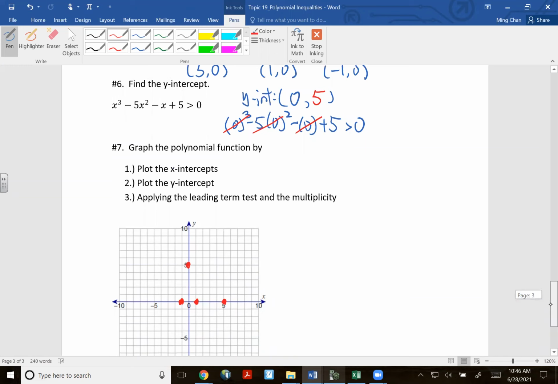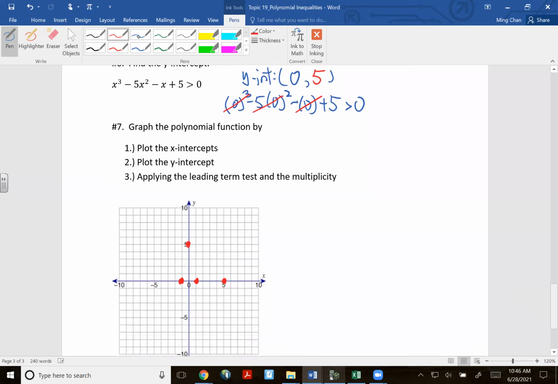So if I look at my function, x to the third power, the degree is odd and the leading coefficient is positive. Right side goes up, left side goes down. So I know I will cross it. From left to right, I must come in from down here, cross over this x-intercept, go to the y-intercept, come back towards the other x-intercept, cross it, and cross it. Something like that. Good enough sketch.